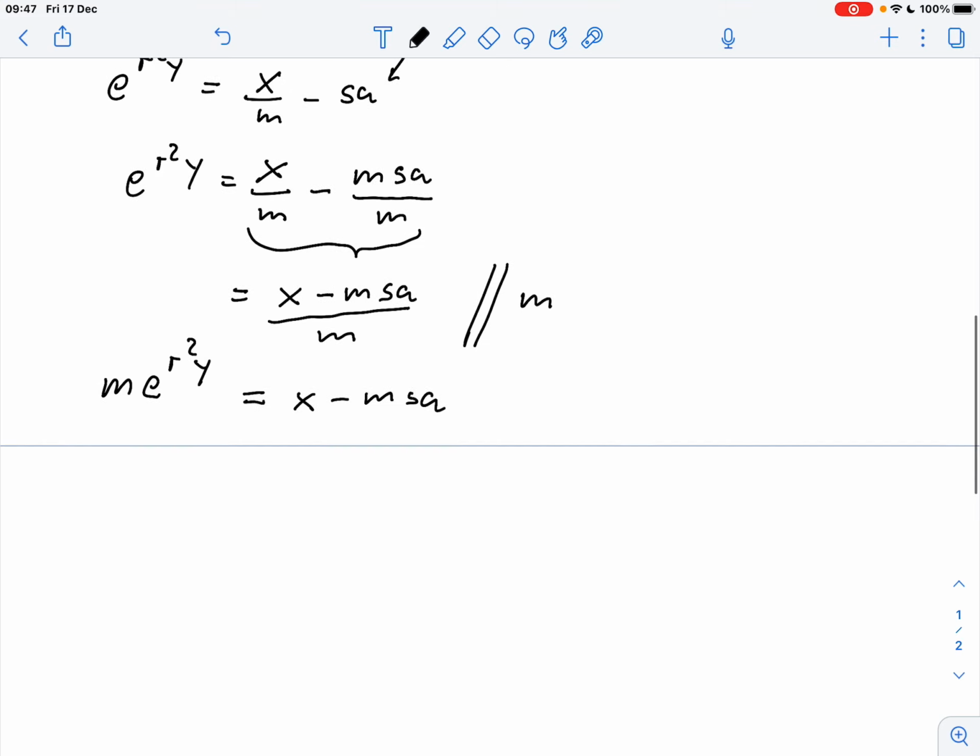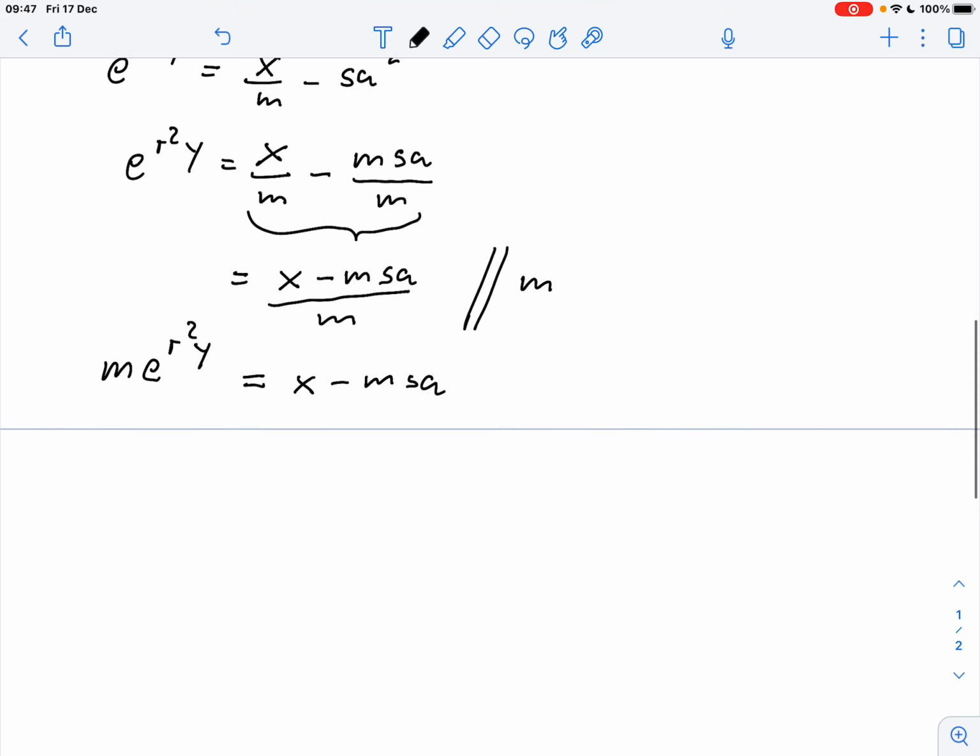And I can of course write this in a nicer format, so I can write this as m times e to the power of r squared y equals x minus M-A-S.